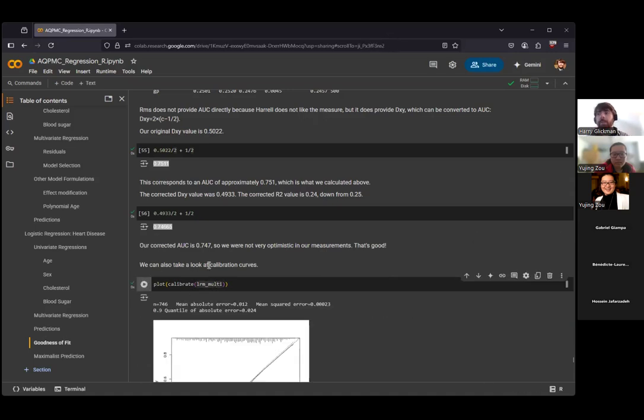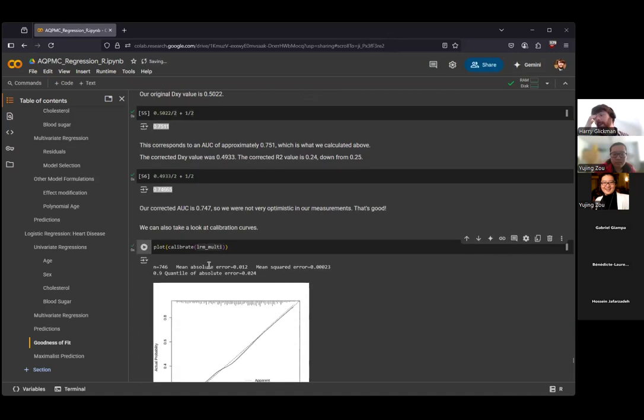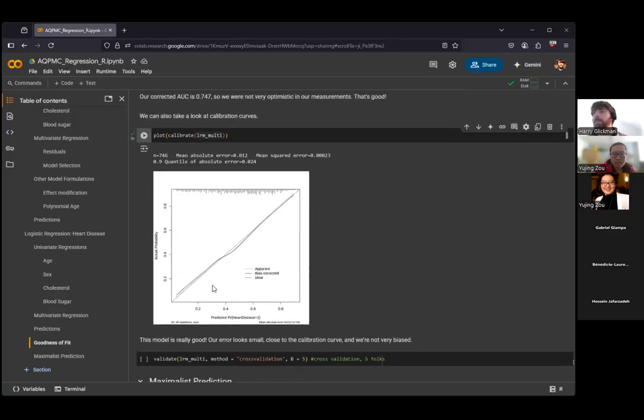You can also plot calibration curves in Frank Harrell's package. So this is just a plot of what we're predicting for heart disease versus the actual probabilities of heart disease, binned. And we're seeing this really nice relationship where we're pretty accurately predicting heart disease with some degree of error.